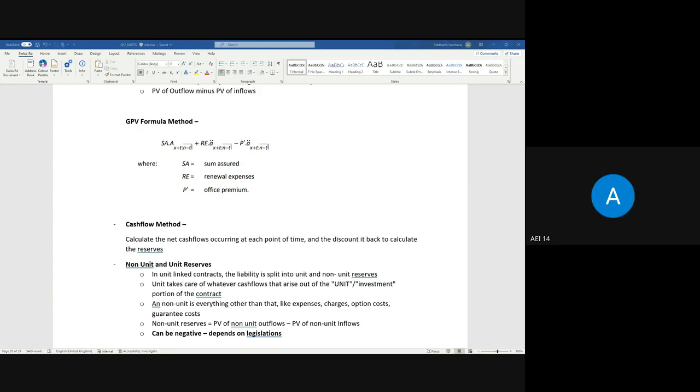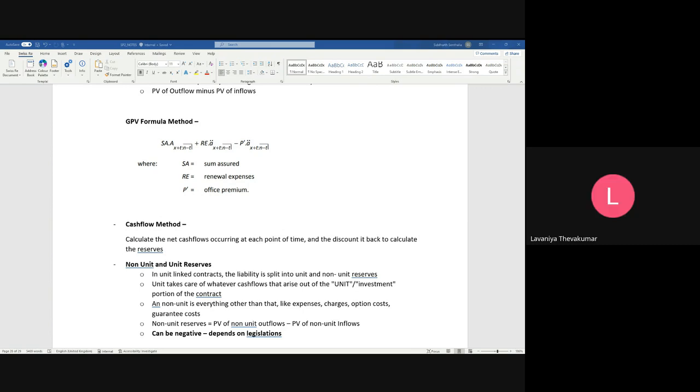So where's the opportunity for the insurance company to make or lose money? It is in how it manages the remaining 10 rupees, which it has imposed as charges. And these charges are basically catered towards meeting the expenses of the company, the administrative expenses, the cost of guarantees, the cost of any options. So what would the company expect? That the PV of all the charges that they have imposed on the policyholder is greater than or less than the total amount of expenses they will incur in the future?